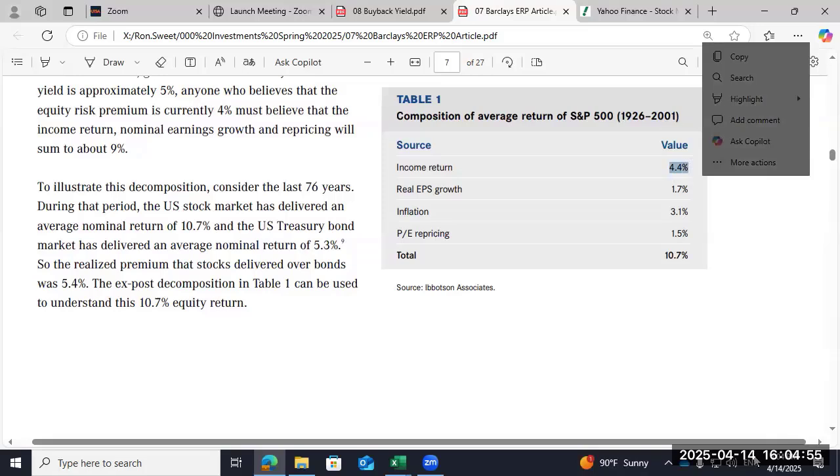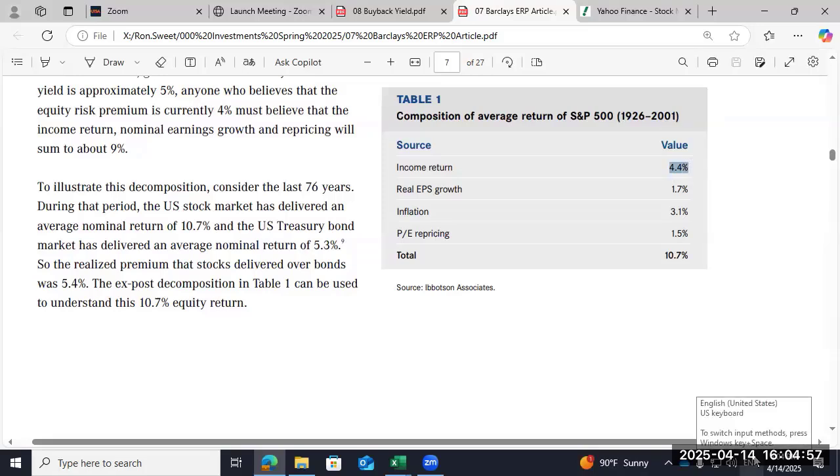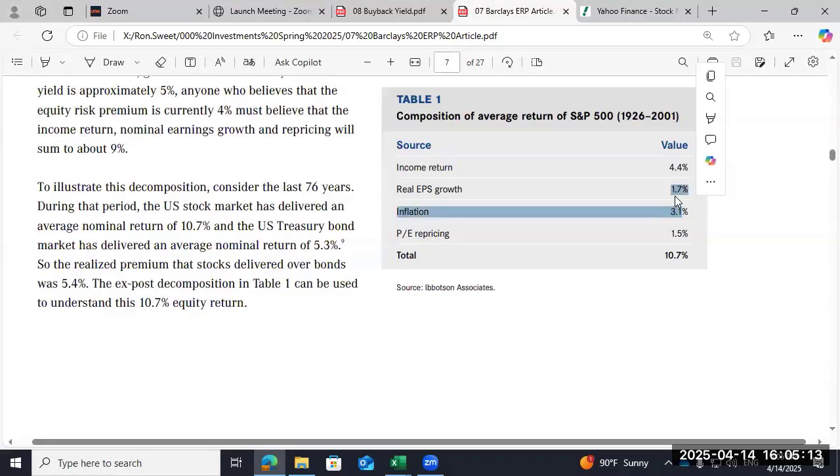Almost, I mean, well over a third of that has been income return. That's no longer true today. It's a little bit lower than that today. Inflation has been about 3%. Real earnings growth has only been 1.7. I mean, that means actual earnings growth during the time they wrote this was only 4.8%.